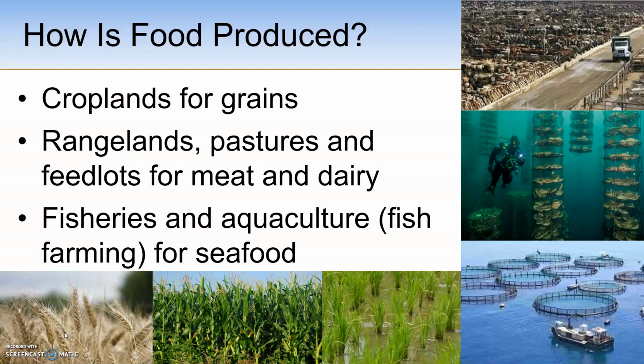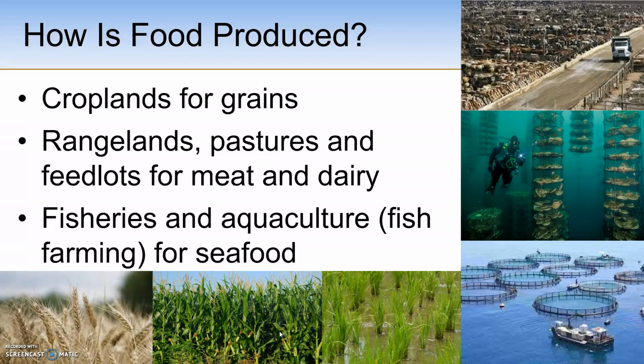So, how is our food produced here in the United States? Today, agriculture uses both high input industrialized and low input traditional methods to produce the world's food supply. There are three systems that supply most of our food. The first one is croplands, which produce grains. 66% of the world's population survive by eating rice, wheat, as well as corn crops. So here's wheat, corn, and rice.